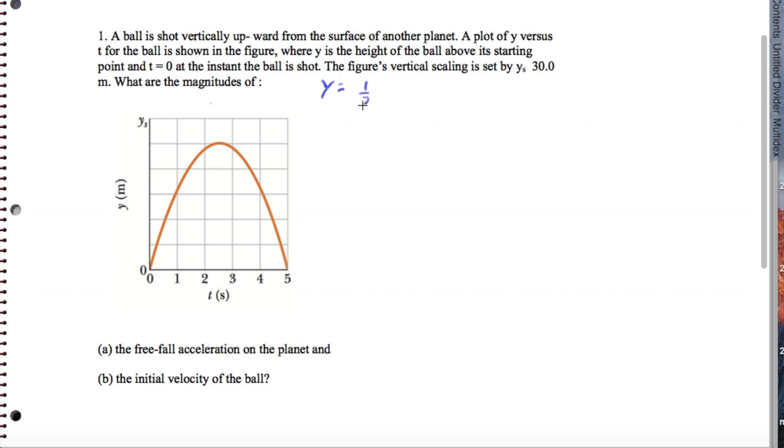y is 1/2 a t squared plus v naught t plus y naught. Again, we want values for a, v naught, and y naught. That's really what's going on here. There are a number of ways we can do this. One approach I saw, I'm going to call the Sarah Hong approach, because that's who came up with it, and that's who I stole it from.